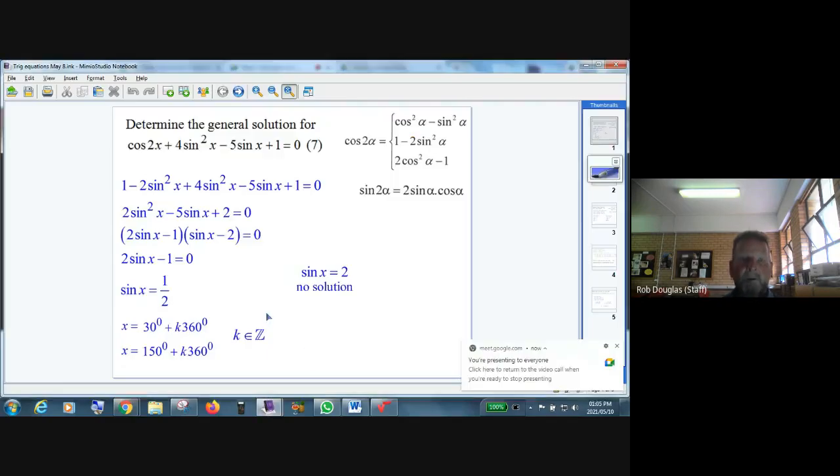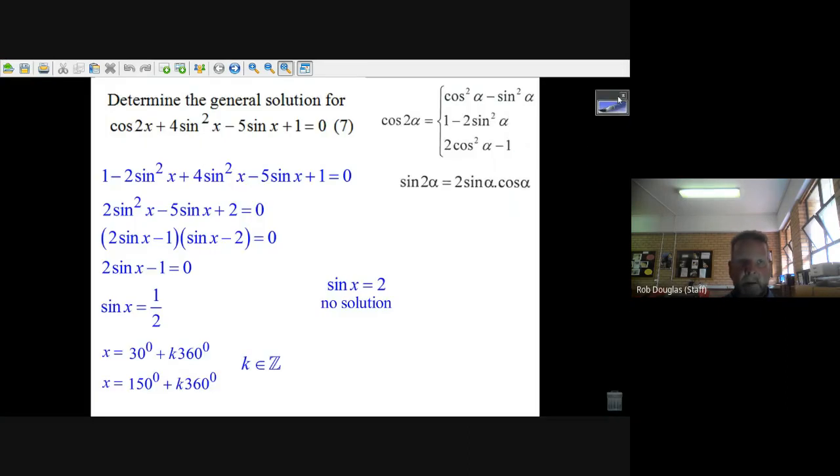Okay, so we're going to look at trig equations here from exam questions. The first one says determine the general solution for cos 2x plus 4 sine squared x minus 5 sine x plus 1 equals 0. Well, you've got sine squared x, sine x, and a number. You're looking at creating a trinomial. You've got cos 2x here, and three options to choose from to find the one that's going to work for you. You pick the one that puts it just into sine squared.